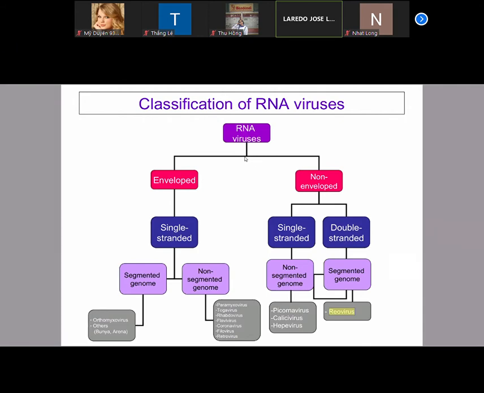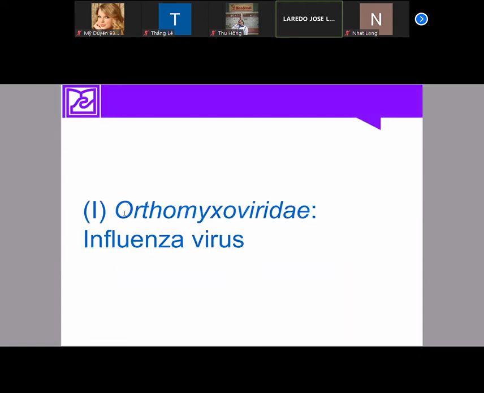So this is the opposite to DNA viruses. All DNA viruses are double-stranded except one that is single-stranded. RNA viruses are the opposite. All are single-stranded and only one is double-stranded. Today, we are going to study only the respiratory pathogens, the family Orthomyxoviridae that is placed here, and later we will study the family Paramyxoviridae and the family Coronaviridae, all of them respiratory pathogens.